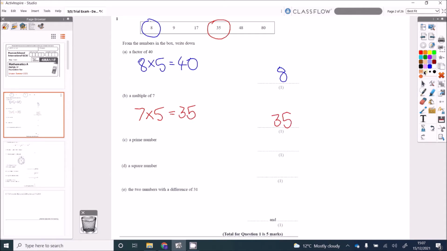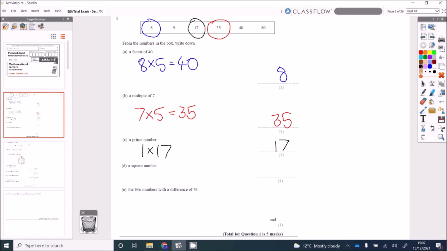Now a prime number is a number which has only got two factors, 1 and itself. So the only way you can make it is 1 times itself. And the only prime number here is 17, because the only way you can get 17 is 1 times 17. Everything else you can get another way. For example, 9 is 3 times 3. 35 is 7 times 5.